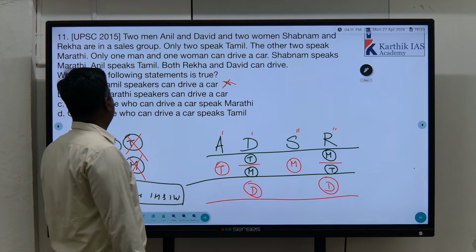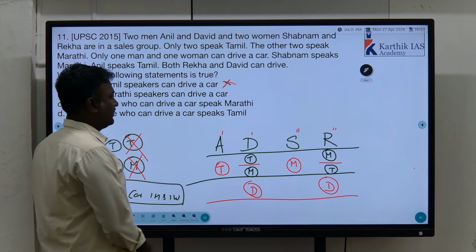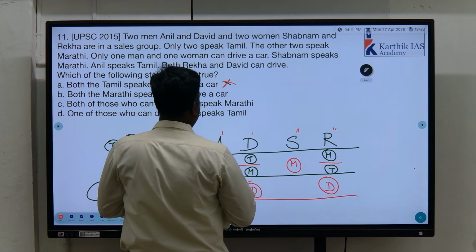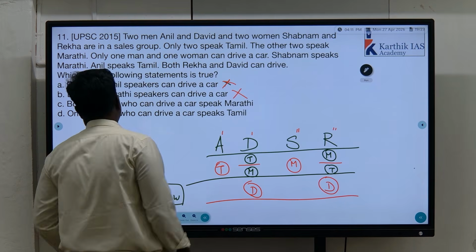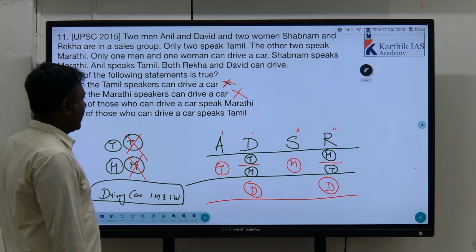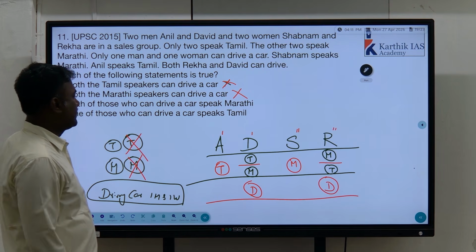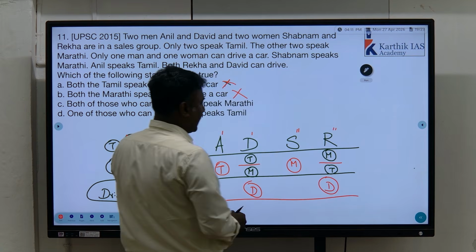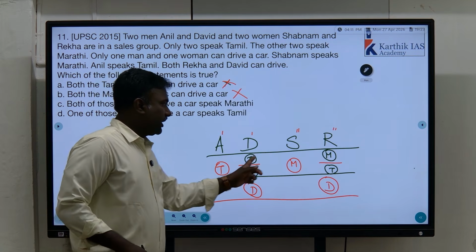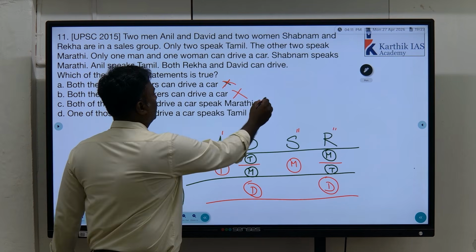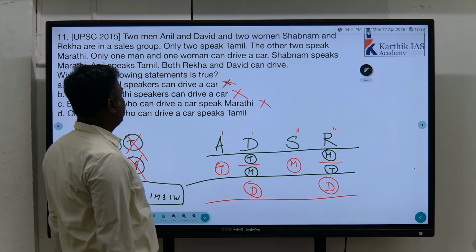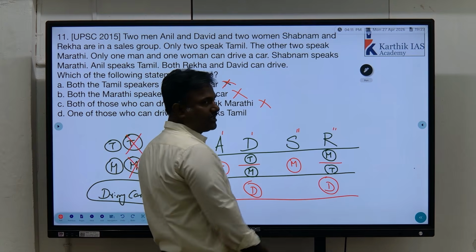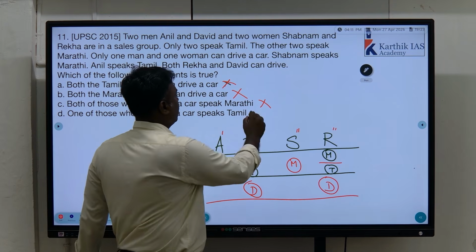Both the Marathi speakers can drive. So take these 2 Marathi, then also not possible. Both of them who can drive a car can speak Marathi is not possible. Only 1 Tamil and 1 Marathi is possible. So this is also not possible. One of those who can drive a car speaks Tamil. That is possible, right? One of those has to be Tamil, correct? So that is the point here.